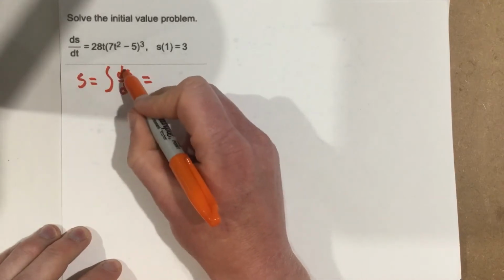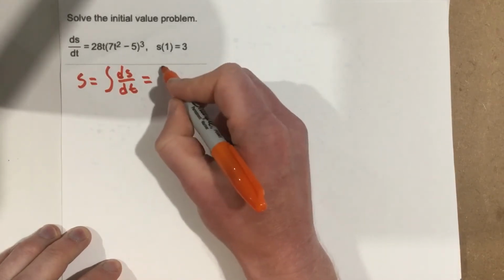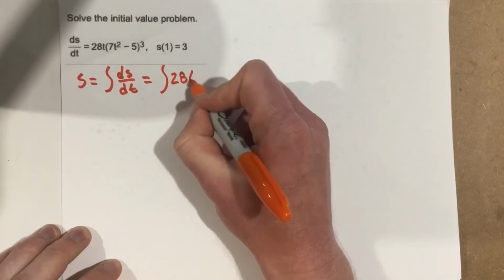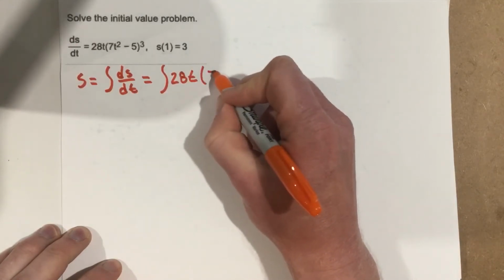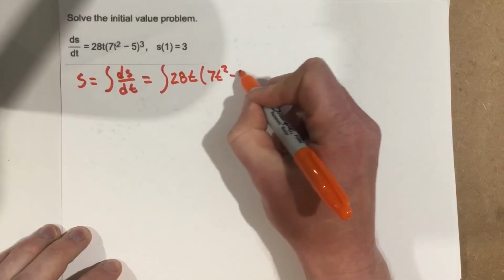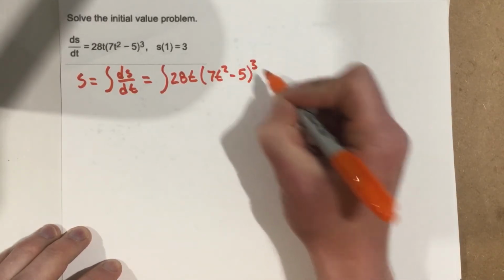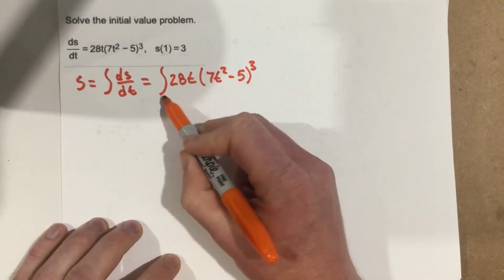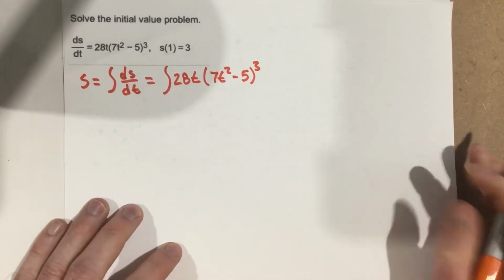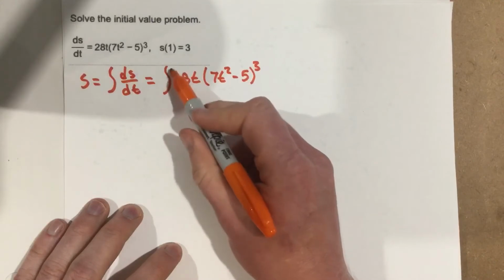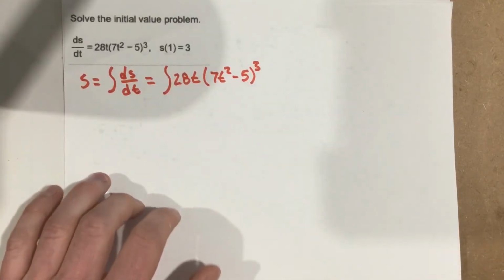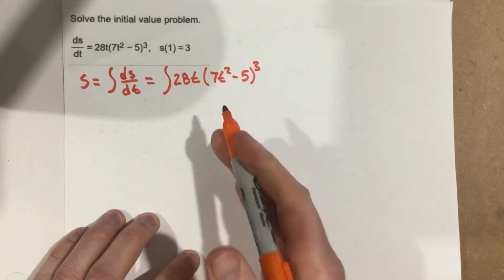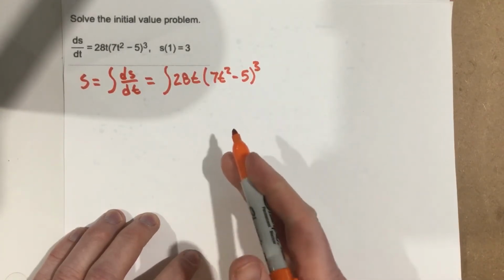So the integral of ds over dt is equal to the integral of 28t times (7t squared minus 5) to the third. All right, so I want to integrate this, and now this is an indefinite integral, so I don't have any x values to evaluate this with. So when I do the integral, I'll get some plus c, and that's what we're trying to find, what was that c value in the original problem.